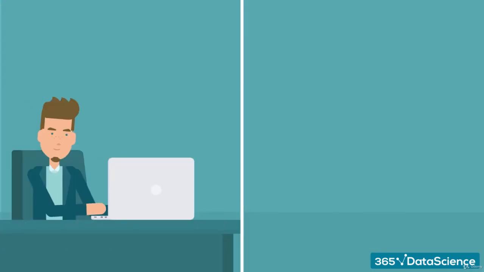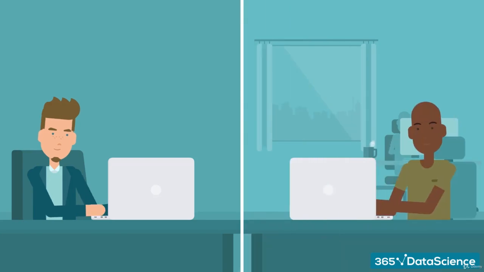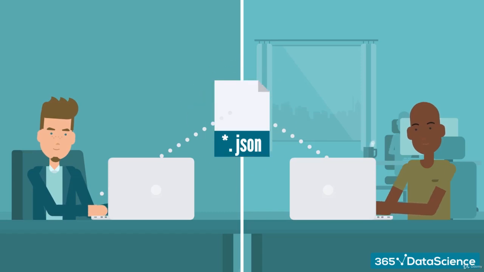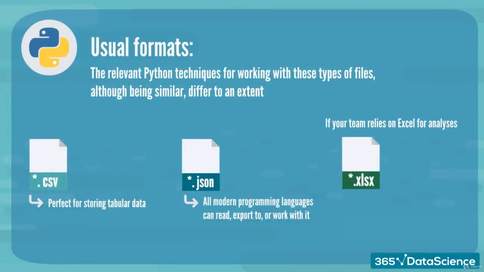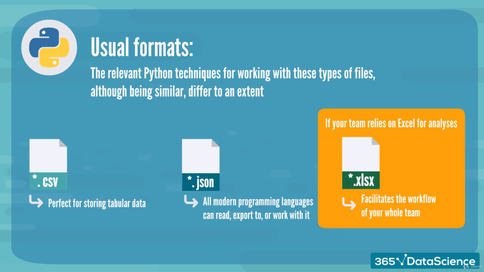So, if you have to interact with people who are developing more complex software products, communicating through JSON files can be the key that will make the job possible. Finally, if other departments of your company or third parties rely on Excel for their analyses, you might want to opt for XLSX, since this will facilitate the workflow of your whole team.